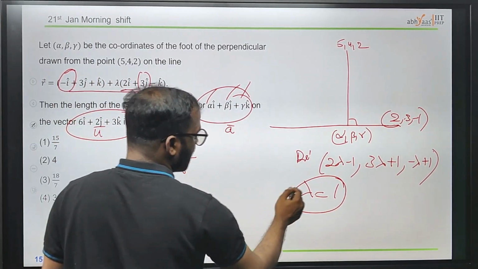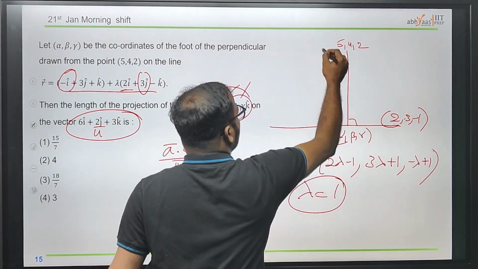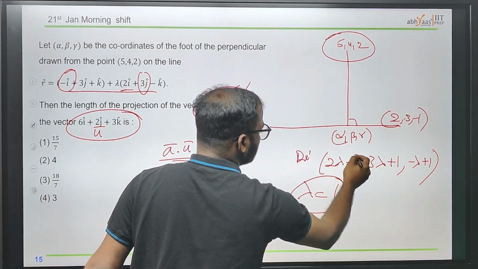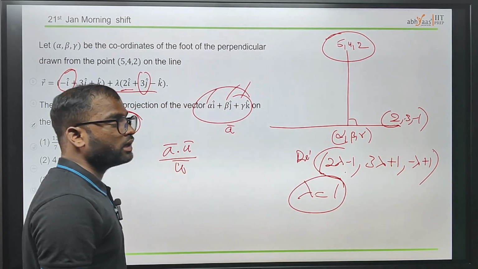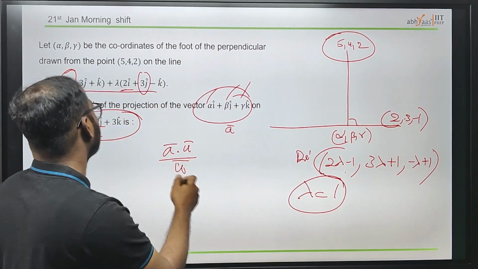Since lambda is equal to 1, if we just subtract the 5, 4, 2 from this, we can easily find the 2 lambda. I hope you understood. Just do the dot product and the subtraction of this thing, and we can easily find it.